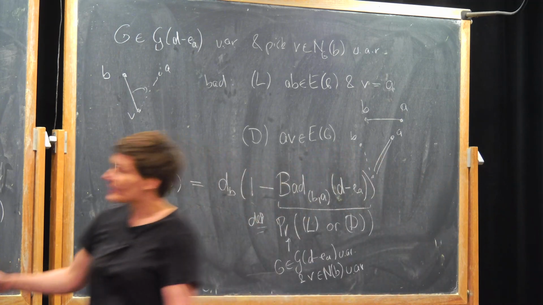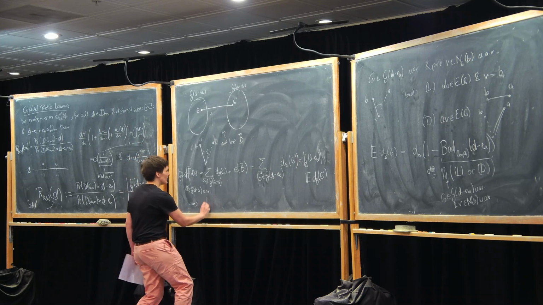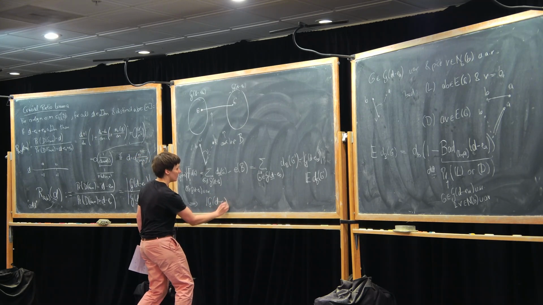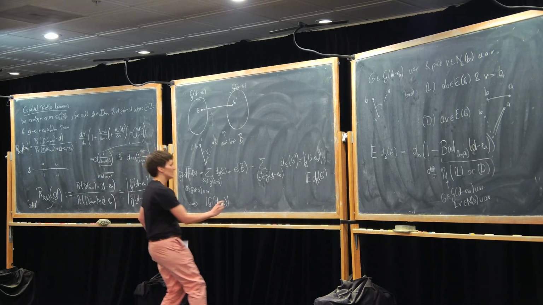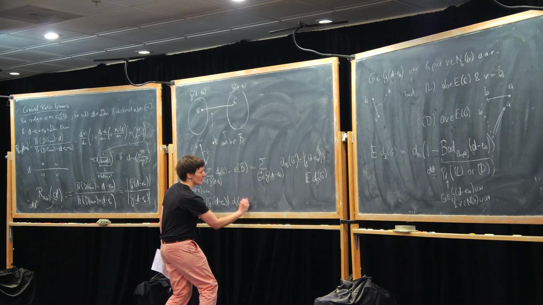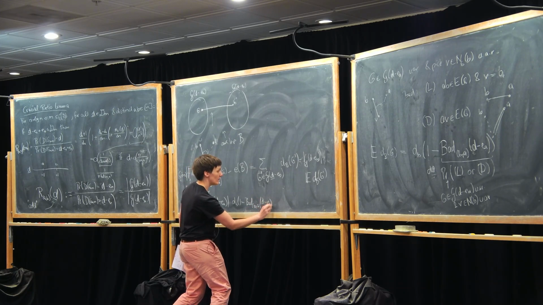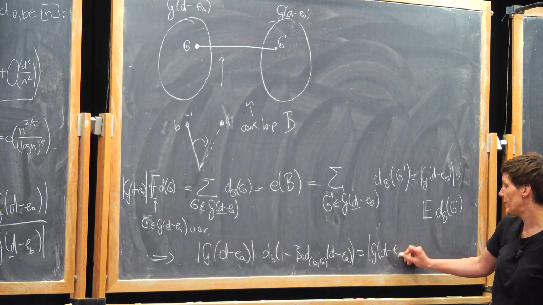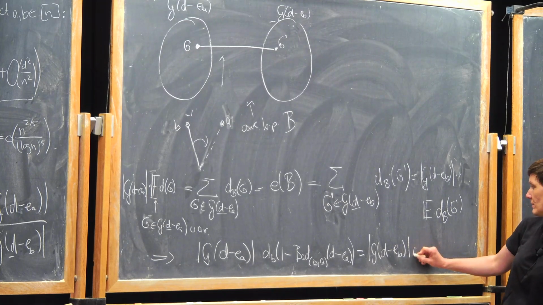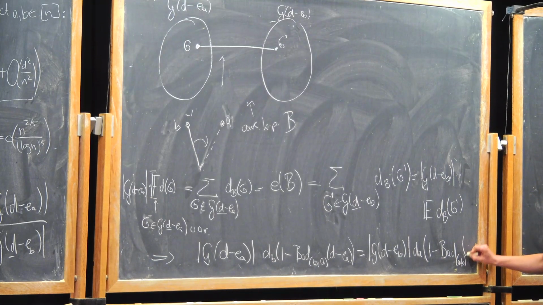Okay, so if I plug this into my double counting here, then what I get is that the G of D minus EA times the expected degree dB times 1 minus the bad probability from B to A of D minus EA is equal to what I see on the other side: G of D minus EB times dA and 1 minus bad of AB of D minus EB. Okay, why is that the same here?